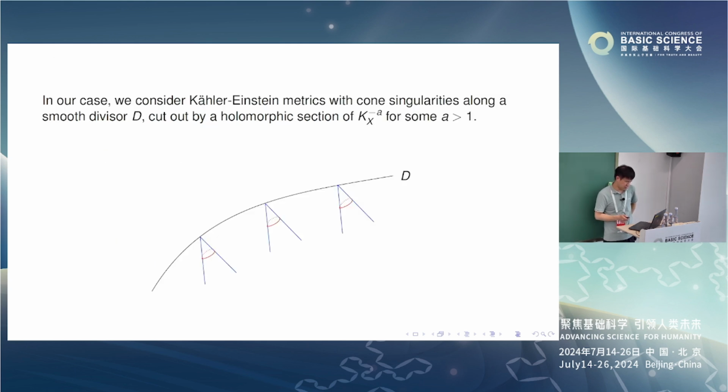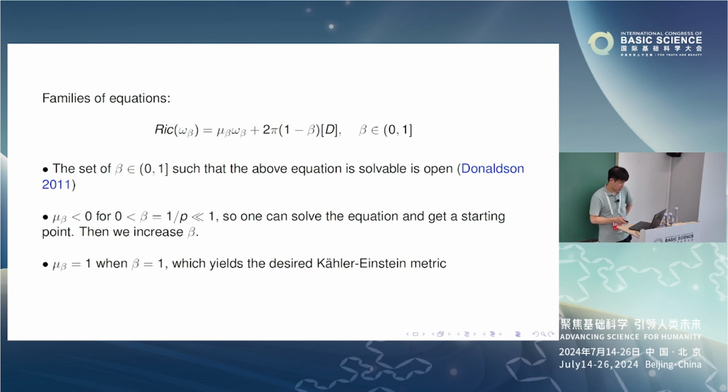In our original proof, we consider Kähler-Einstein metrics with cone singularities along a smooth divisor D. And so we consider a family of equations. In this equation, beta is the cone angle. If beta equals 1, there's no second term, and it's just the usual Kähler-Einstein equation. But by decreasing beta, you move curvature to the divisor. These cone metrics have very positive curvature along the divisor, so that this coefficient mu beta becomes negative when beta is very small.